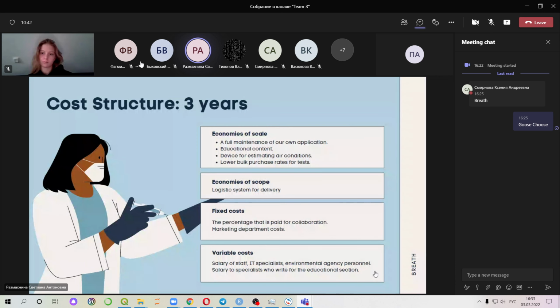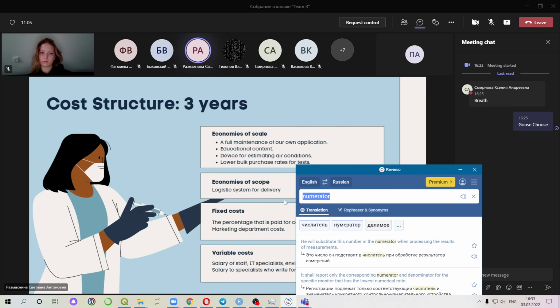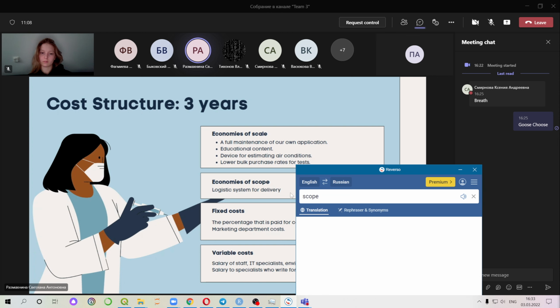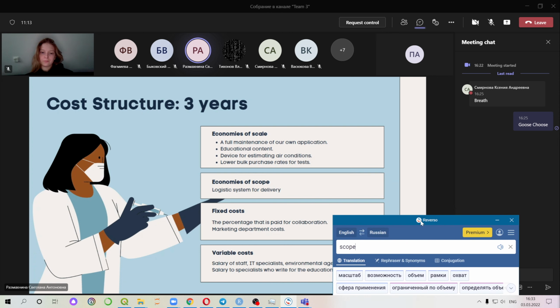Maintenance of our own application. The app will work with a little support, but it will need less investment. Educational content: since we have a database of educational content about respiratory conditions, it would support the relevant information for a long time. With small updates, Bruce will no longer need to spend money on creating videos and writing articles on a large scale.